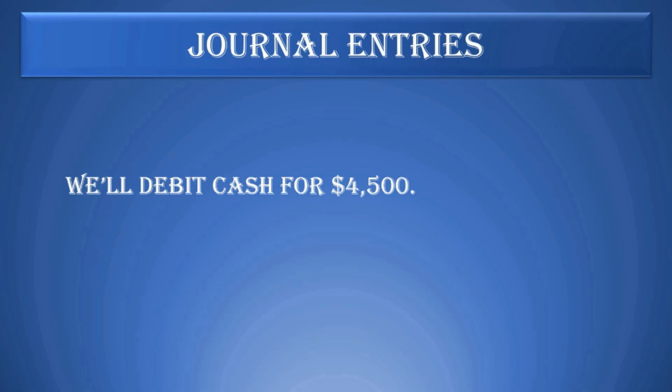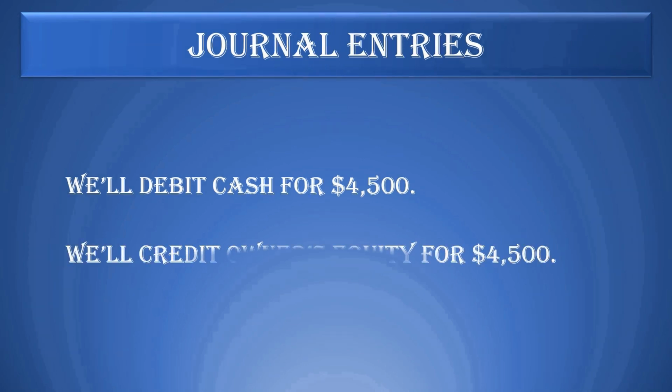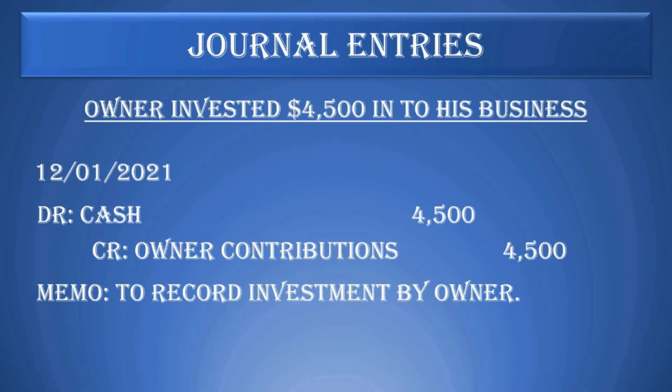So again, to record this transaction, we'll debit cash for $4,500, as increases in assets are recorded with a debit. And we'll credit owner's equity for $4,500, as increases in owner's equity are recorded with a credit. And here is how our journal entry will look.